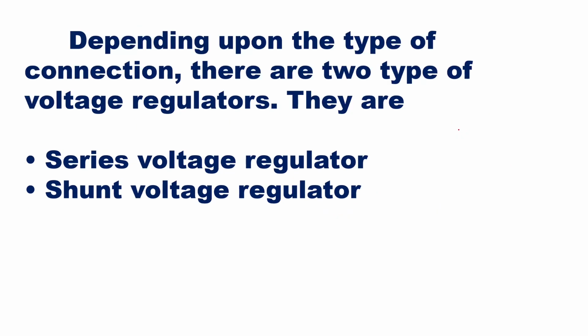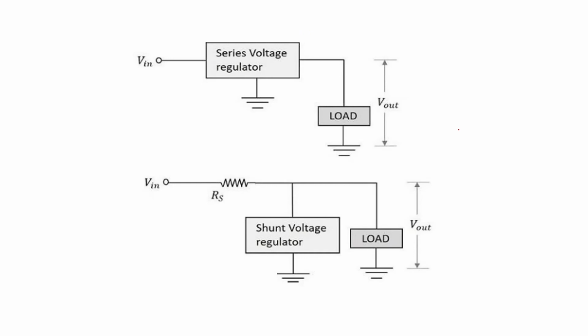Now, depending upon the connection of the voltage regulators with the load, there are two types of voltage regulator: the series voltage regulator and the shunt voltage regulator. The first figure I've shown is a series voltage regulator, because here the voltage regulator circuit is in series with the load. In the second figure we have a shunt voltage regulator, that is a parallel voltage regulator, because here the voltage regulator circuit is parallel with the load.